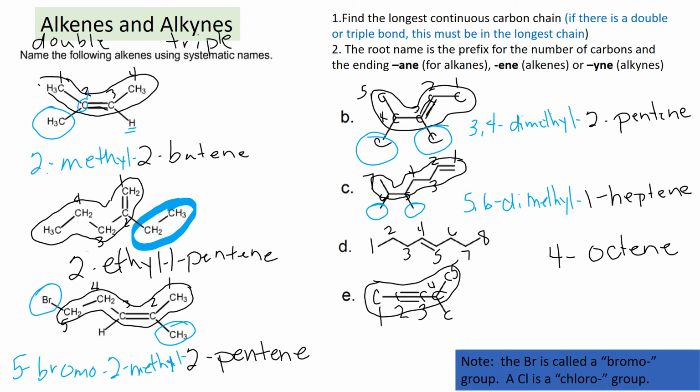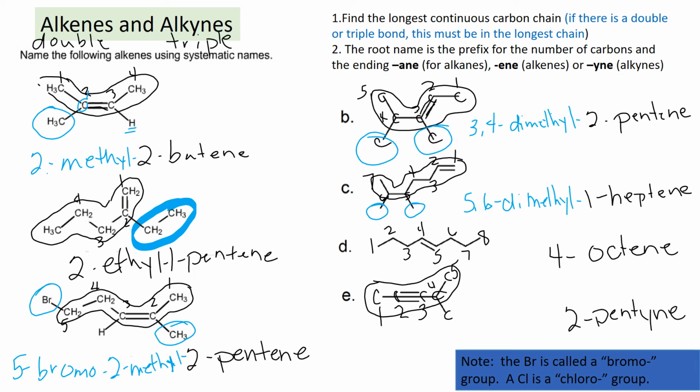So 5 carbons is pent, ene, pentene, and the double bond is on carbon number 2. So this is our double bond. Oh, actually, we have a triple bond here. Sorry, it's not ene, it's yne, Y-N-E, because it's a triple bond.